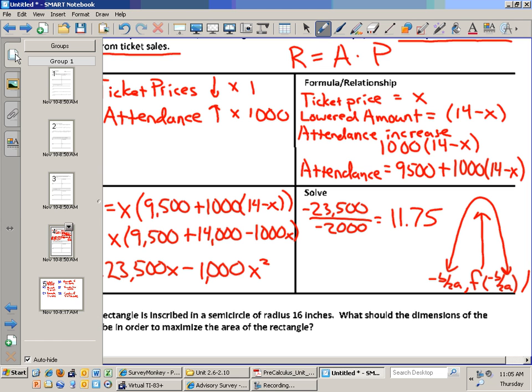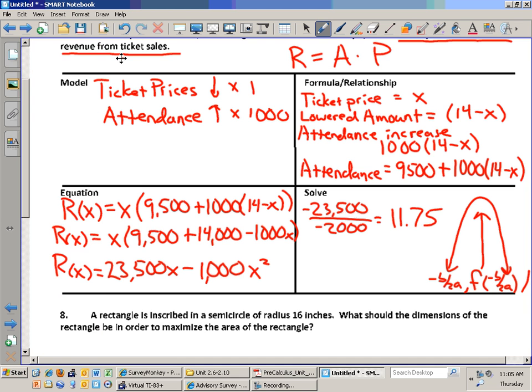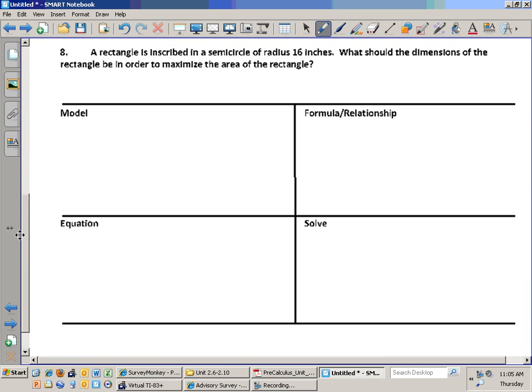Okay. We got one more then. You guys are so smart. A rectangle is inscribed in a semicircle of radius 16 inches. What should the dimensions of the rectangle be in order to maximize the area of the rectangle?